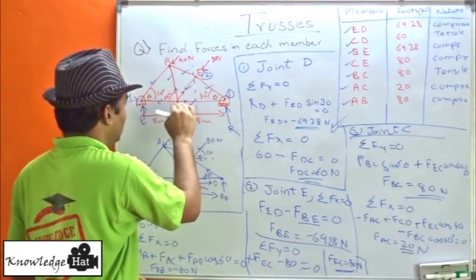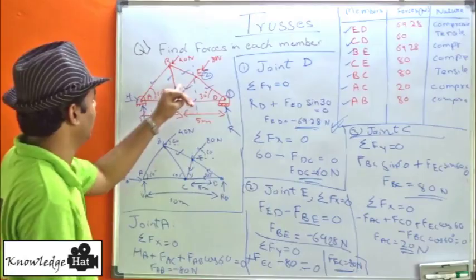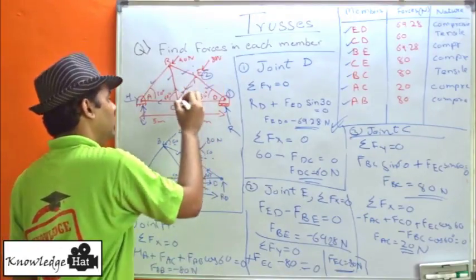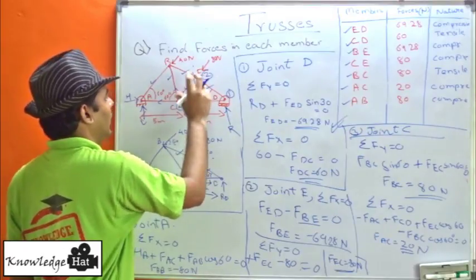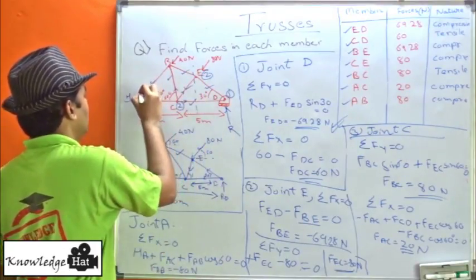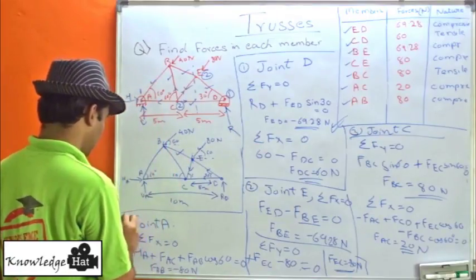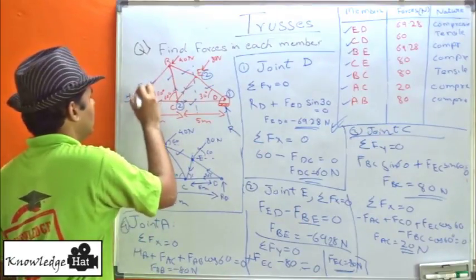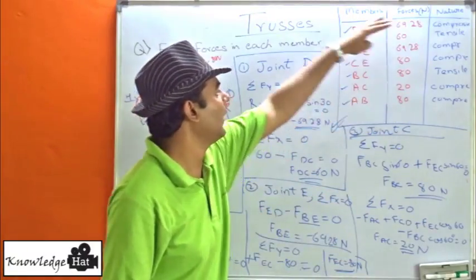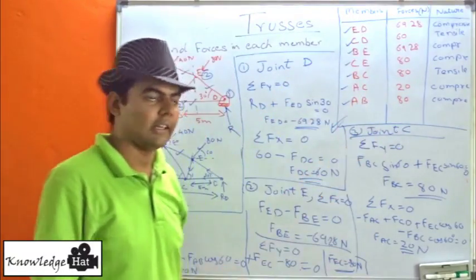We could have gone to C as well, but here there were more unknowns, and so we went for E. The next one was C when we found out EC, and then we went for joint A, which was the fourth step. So this is how you are expected to write an exam, and this is the final answer that the examiner will look at and give you marks.